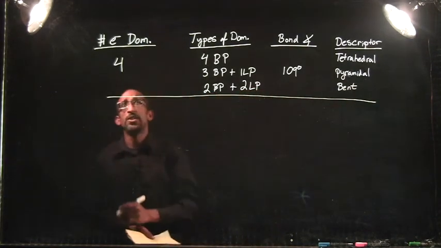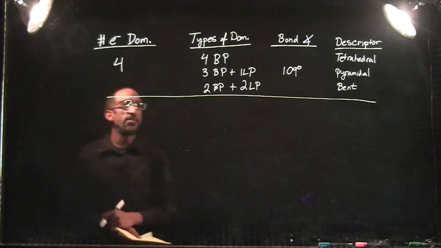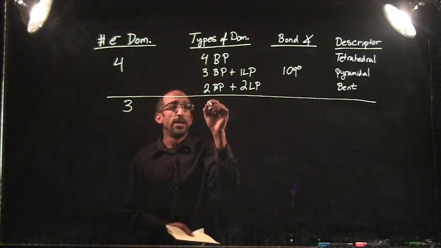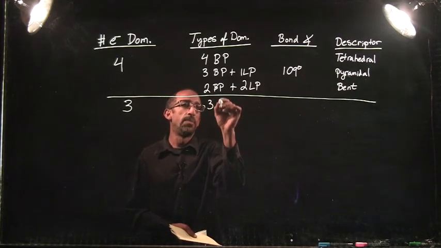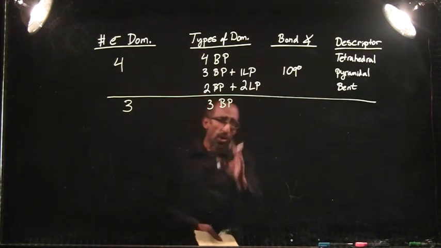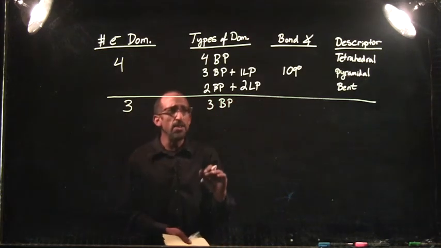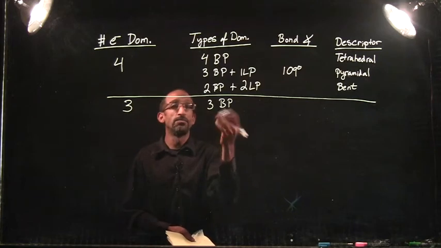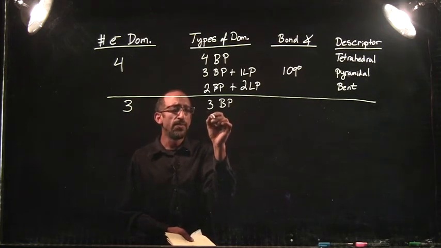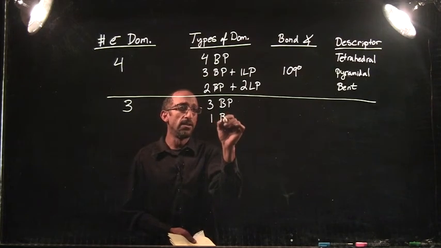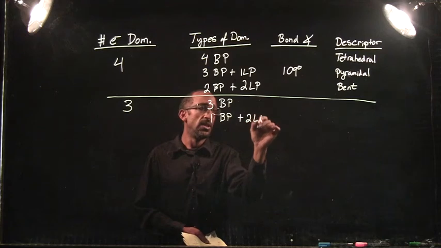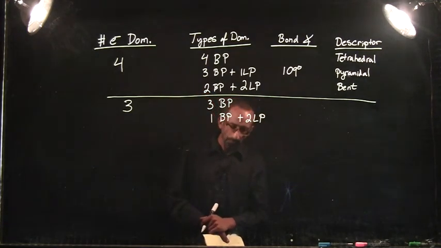We also looked at scenarios where we have 3 electron domains. We saw 2 examples of that. We saw 3 bonding pair domains, right? One of those was a double bond. And the other, no lone pairs. And then the other situation that we encountered was 1 bonding pair domain and 2 lone pair domains.